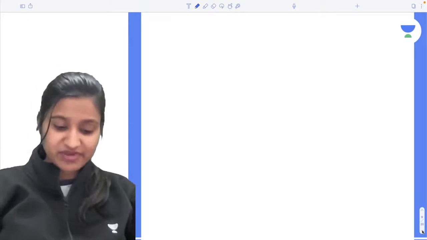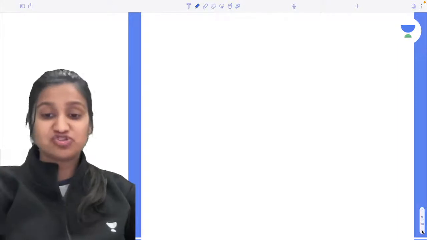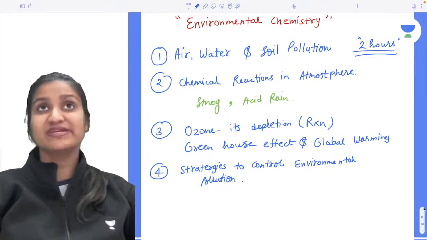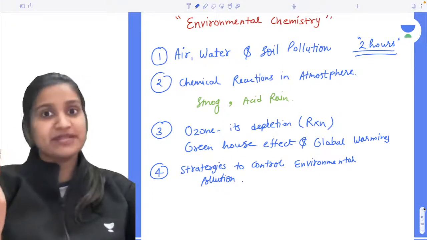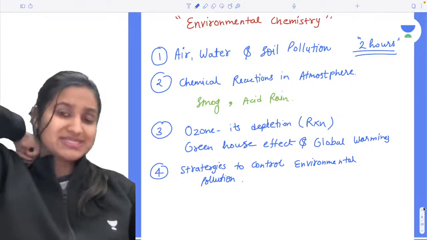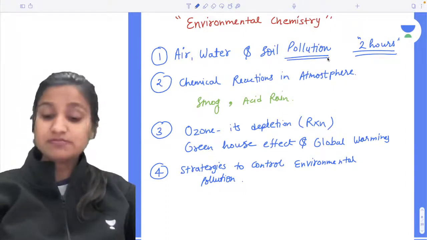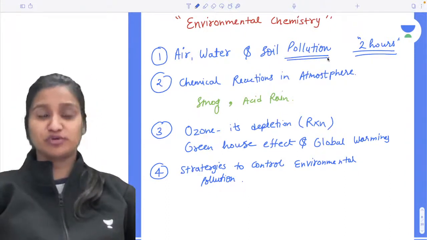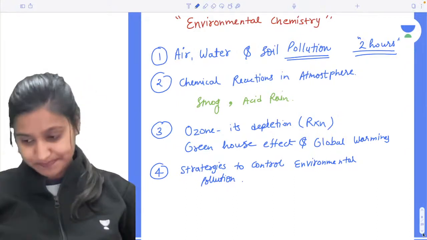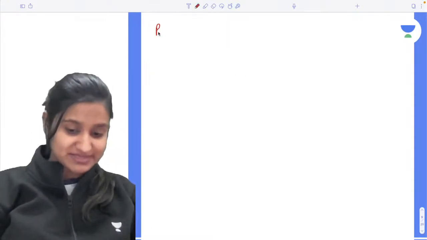So if you look at environmental chemistry, bache, as we know, it plays a very major and very crucial role, because the environment is very important for us, right? The first thing that we need to study is pollution: air, water and soil pollution. That is what we need to do, correct? So the very first thing is pollutants.